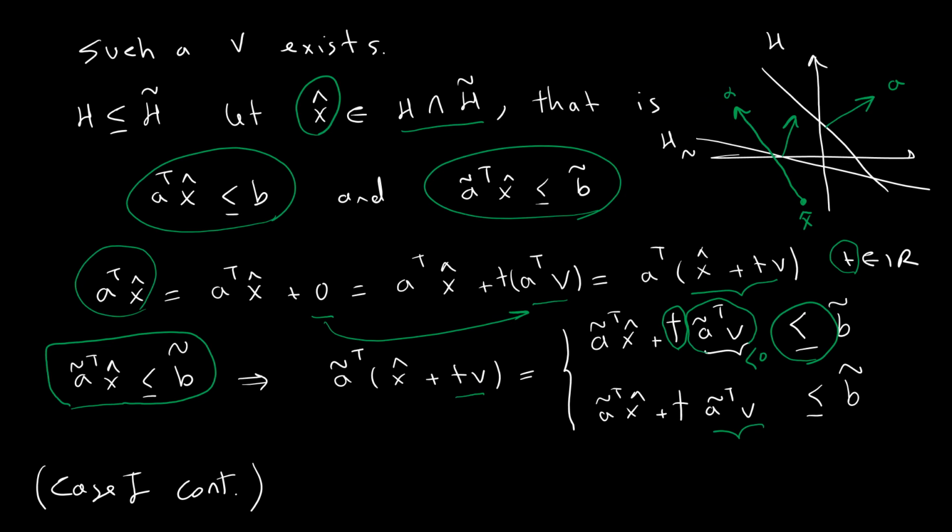And when A tilde transpose times V is greater than 0, I can pick a t that is very large and greater than 0 to violate another inequality. When I violate these two inequalities, that means I have a case where a point is in H, but it is not in H tilde. Let's conclude in the next slide.